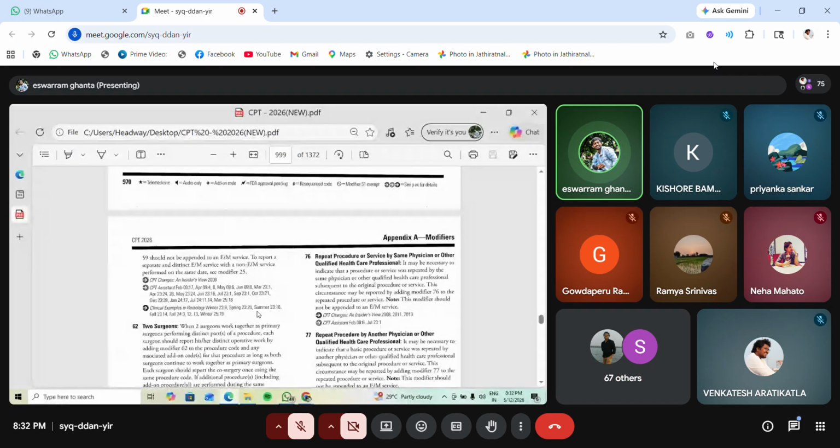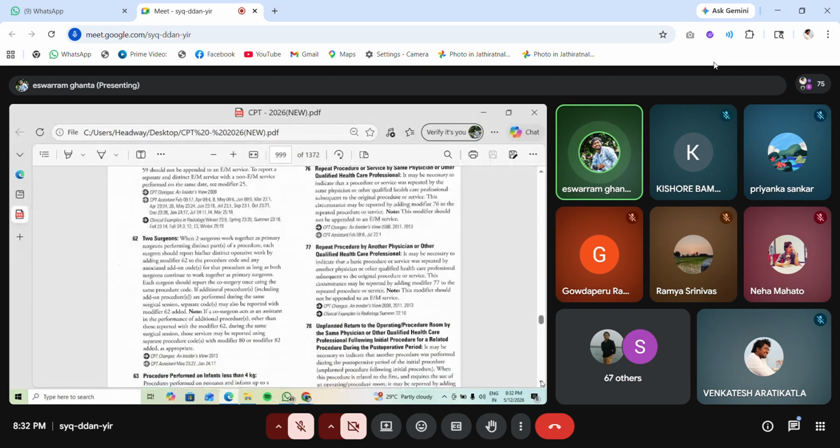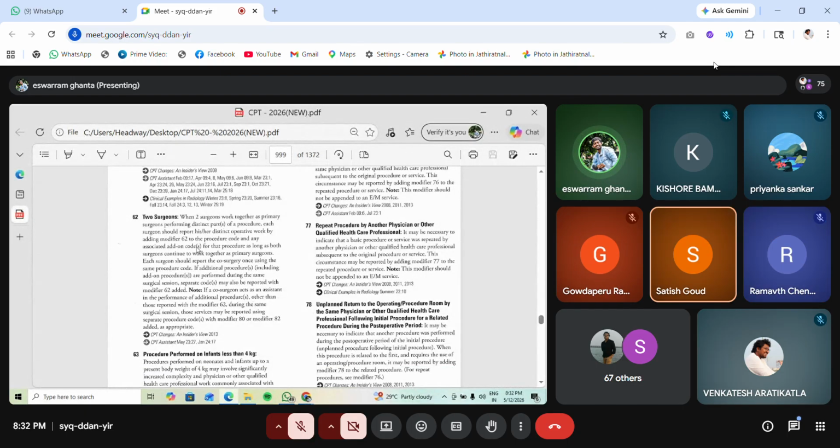Next modifier is 62. 62 is also not that commonly used a modifier. If any procedure is done by two surgeons, 62. Just remember, 62 means two surgeons.